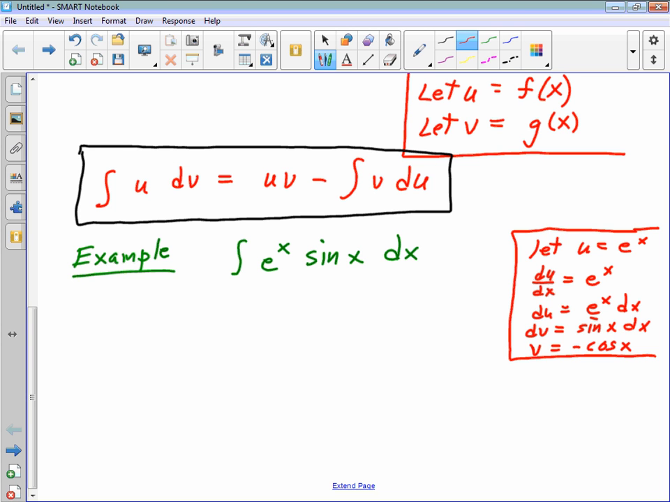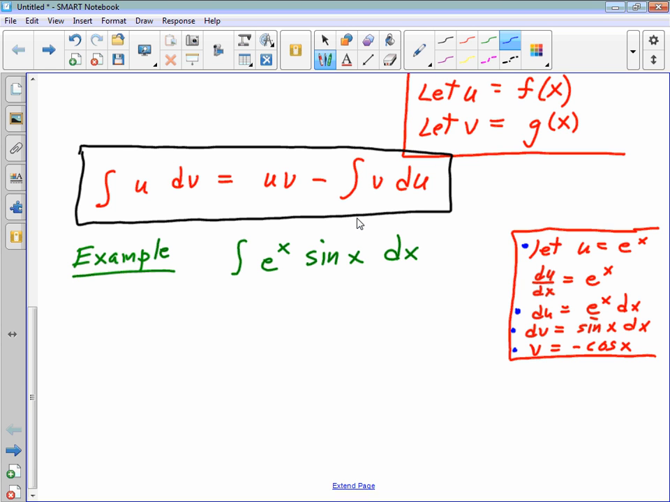Okay, go through that checklist. I need a U, I need a DU, I need a V, I need a DV. You need those items. I'll put little dots by them. I need 1, 2, 3, 4 items to make this work, because there's 1, 2, 3, 4 items here.